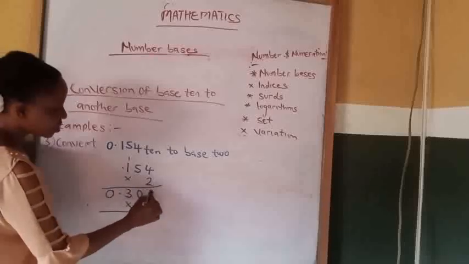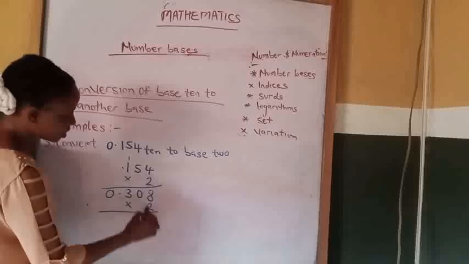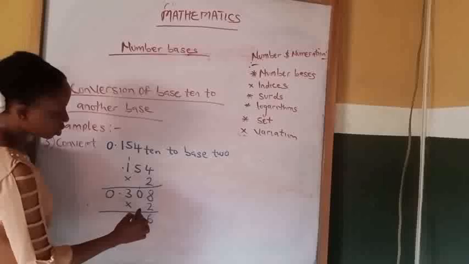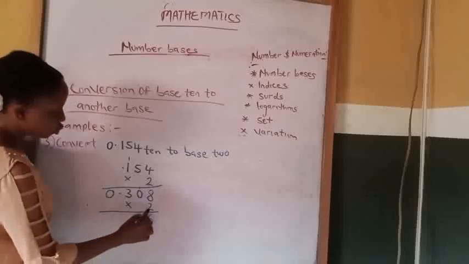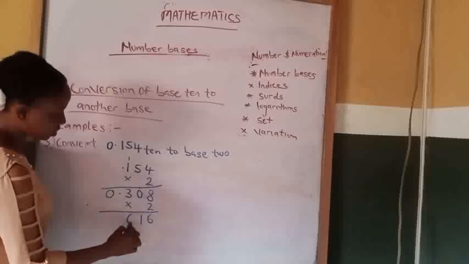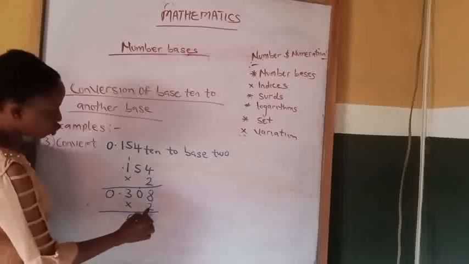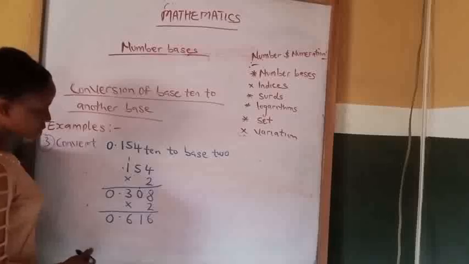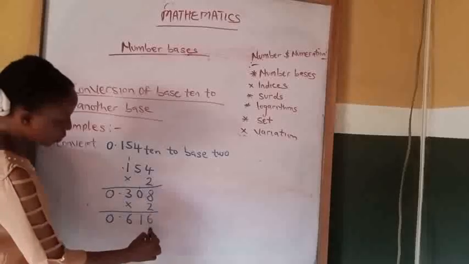2 times 8 is 16. You write 6 carry 1. 2 times 0, 0 plus 1, 1. Then 2 times 3, that is 6. So 2 times 6, remainder what? 0, nothing. Then you multiply by what?